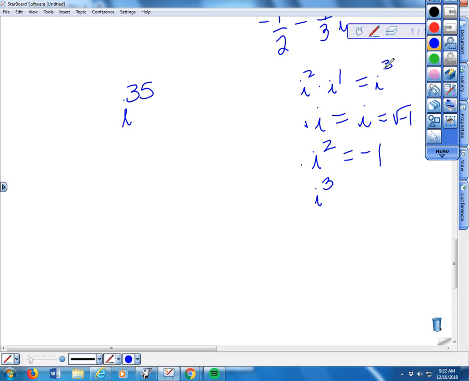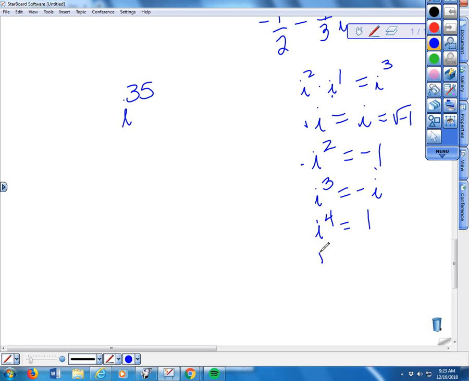So i squared is negative 1. i is i, so it's negative i. i to the 4th is just i squared squared. Negative 1 squared is positive 1. And then it repeats. i to the 5th is i. i to the 6th is the same as i squared. i to the 7th is the same as i cubed. i to the 8th is the same as i to the 4th.